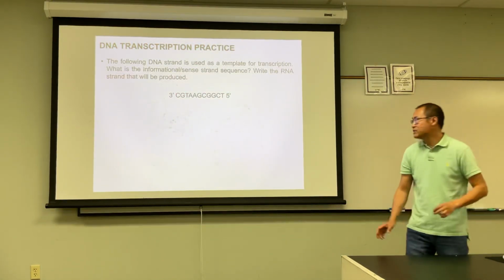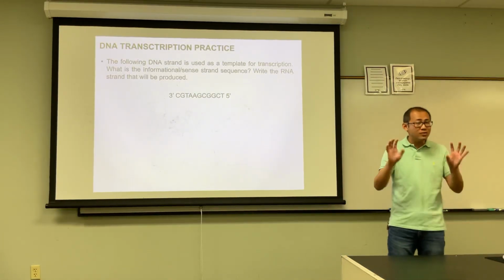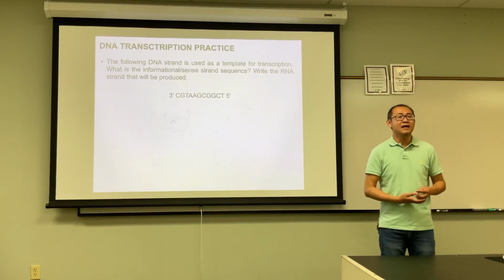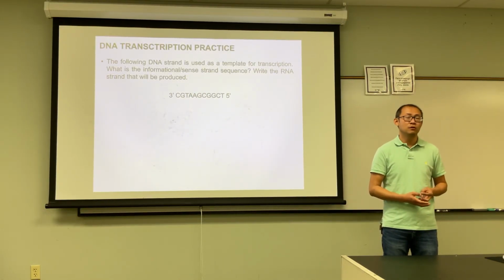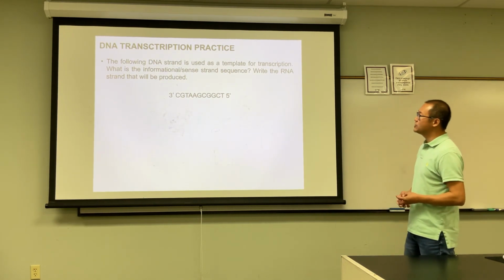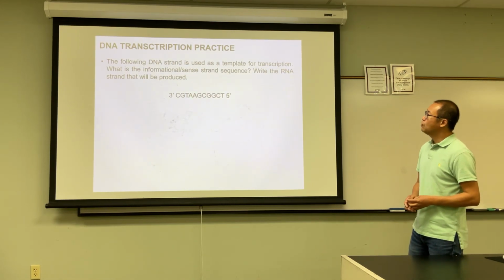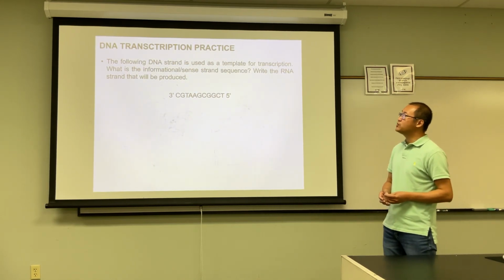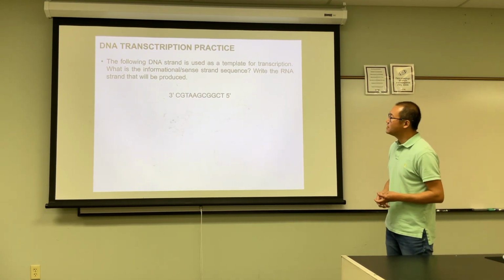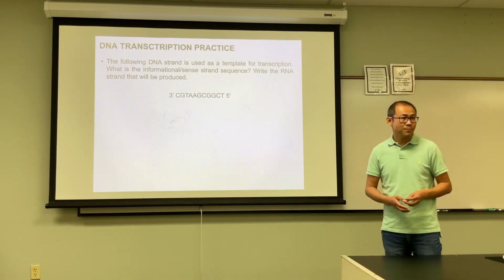If you're still confused, let's take a look at this practice. See if you can understand. Again, the questions themselves are easy. First, you have to be able to understand the question and catch the information you need to answer it. The following DNA strand is used as a template. They ask you, what is the informational strand? And also write the RNA strand that will be produced.